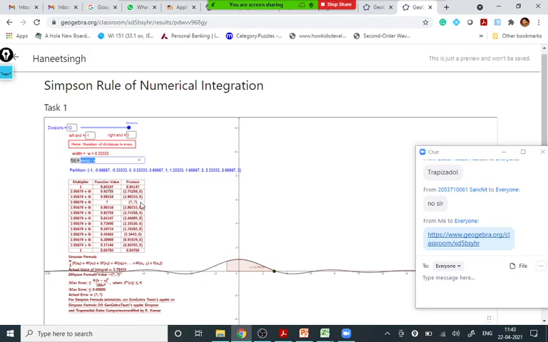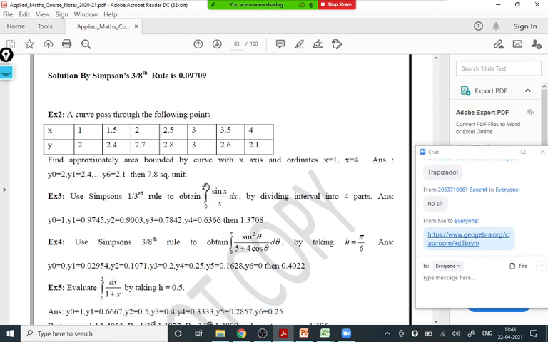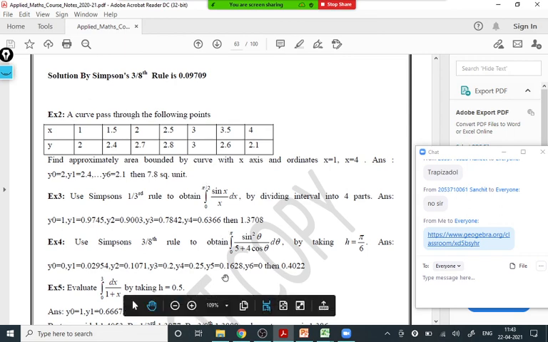Okay, next we want, what is the interval we are given? Yes, anyone? The interval we are given is 0 to pi by 2. So obviously x0 is 0 and xn is pi by 2. What is the value of pi by 2? Yes, anyone? What is the value of pi by 2 here?